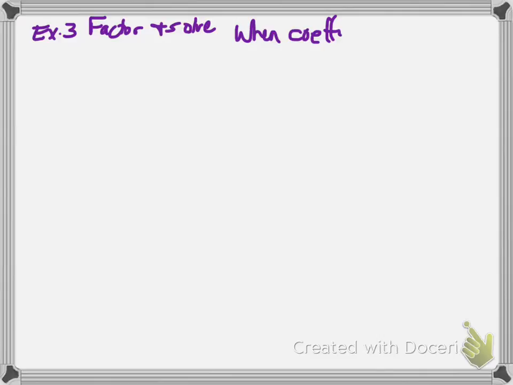So we're going to start with example number 3. In example number 3, we're going to continue to do what we did last time, but this time we have to factor and solve when the coefficients... And what is a coefficient? A coefficient is a number in front, when your coefficient is more than 1.